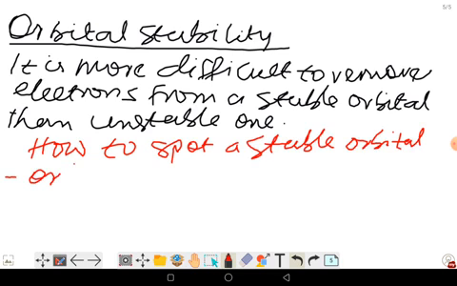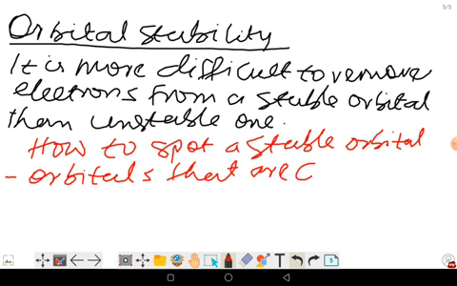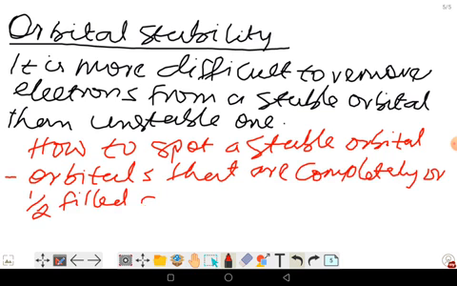Orbitals that are completely filled, orbitals that are completely or half filled, are stable. So anything other than this is not stable, it's not a stable orbital.